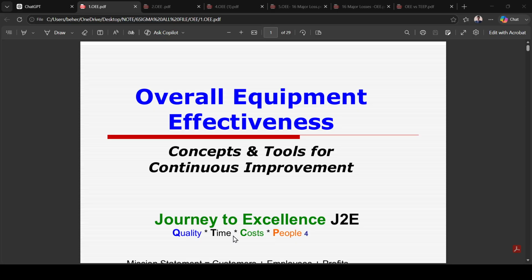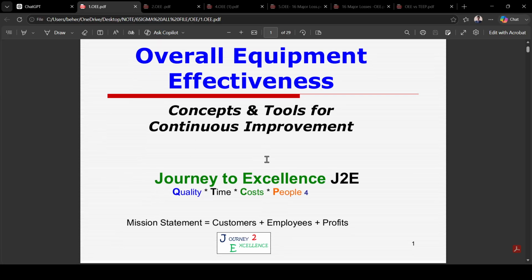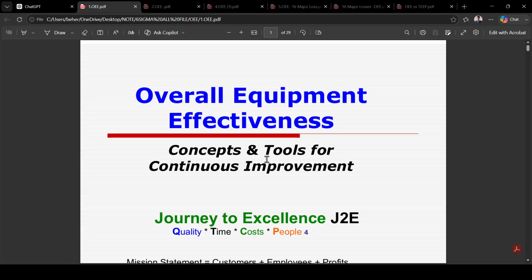And this is another part of the video. In this video I will explain it in a PDF way. That one is also on the same topic, overall equipment effectiveness. So let's start, this is a very interesting topic. So this is overall equipment effectiveness.